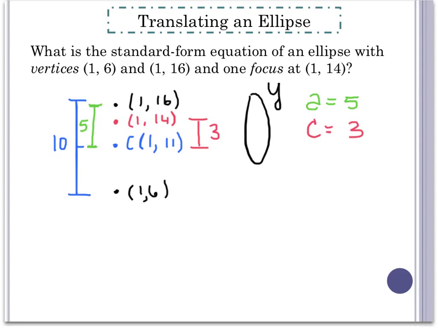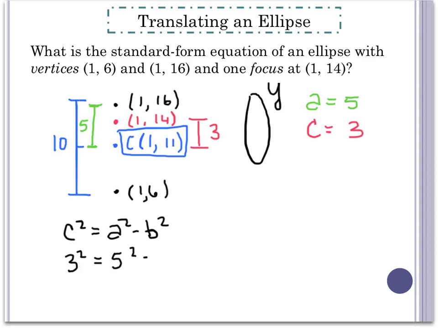So all I'm missing now, since I have my center, is my b value. So using our Pythagorean relation, c squared equals a squared minus b squared. 3 squared equals 5 squared minus b squared. Solving for b, I'm going to bring b over and then bring the 9 over. So b squared is going to be equal to 16.